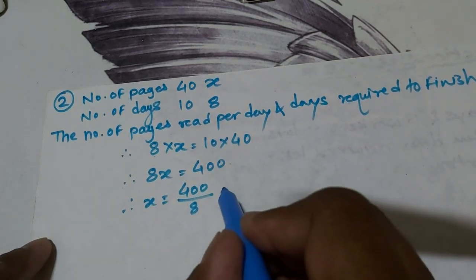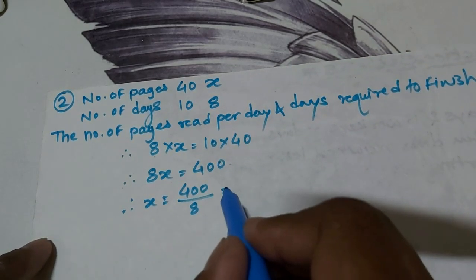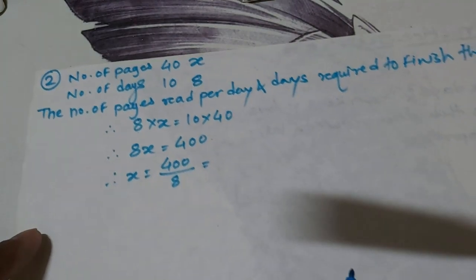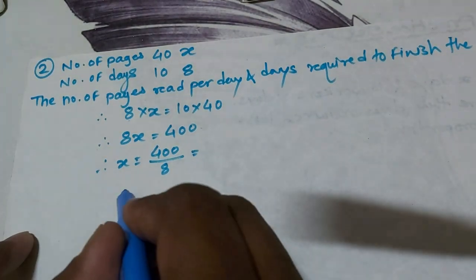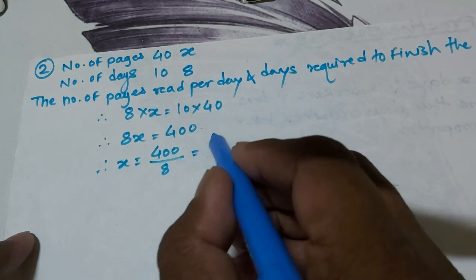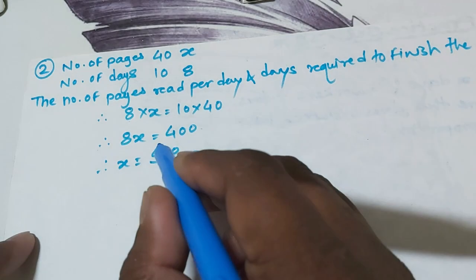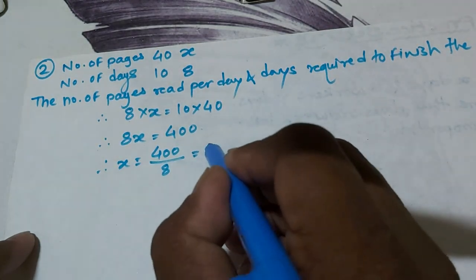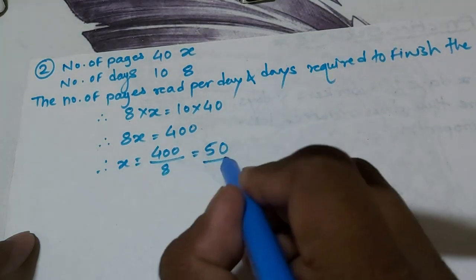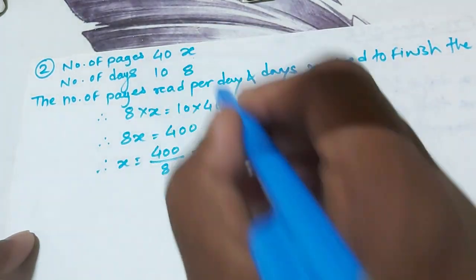Now I'll write here, sorry, because the camera cannot adjust the space, so I'll write here. You can write this side also. So 8 5s are 40, so 50, what is that, pages. Here x means pages.